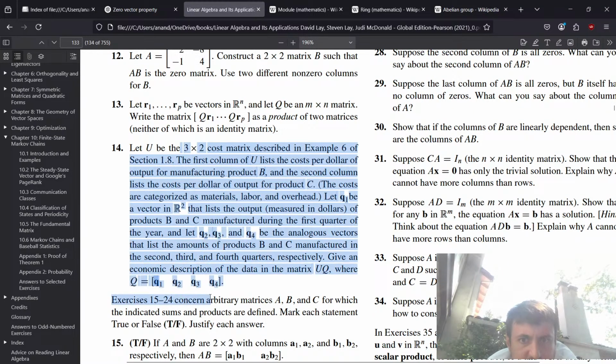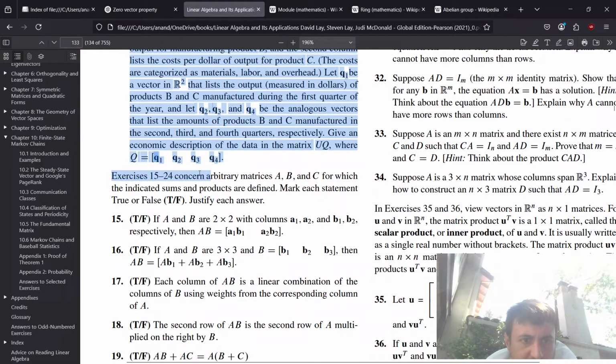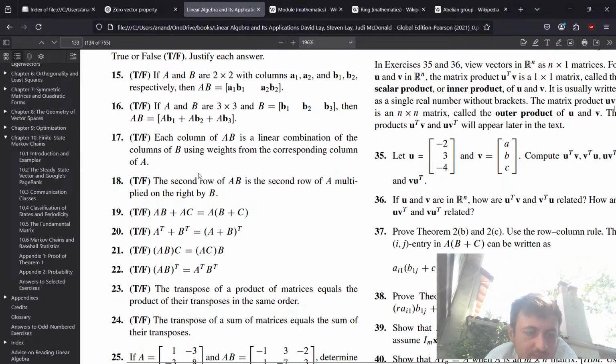I don't want to go back to section 1.8. All right, true, false. True, false are actually really good. I love true, false. If A and B are 2 by 2, 15 is false. And it's false because, first off, A1, B1 doesn't even make sense. Because that's going to be a column times a column. So those shapes don't even make sense.